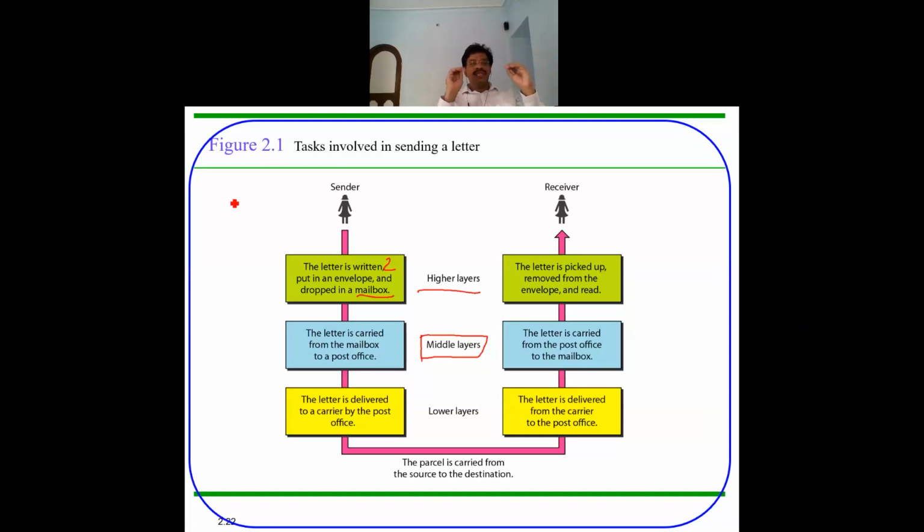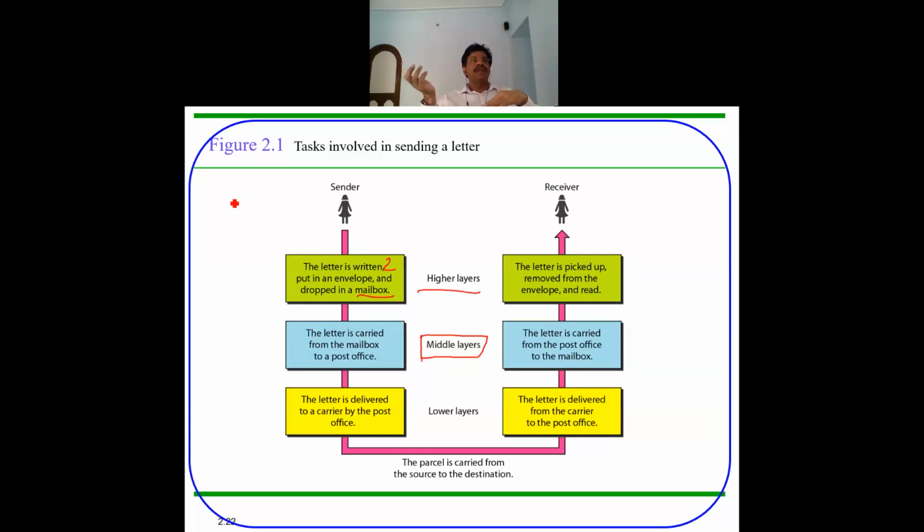And each layer is providing service to the adjacent layer. That is, the higher layer is providing services at the sender's end to the middle layer. The middle layer is providing services to the lower layer. Again, I am telling you that all the tasks performed by the layered architecture at various layers are independent tasks. But still, there is some correlation in providing some specified formatting or specifying the services to the adjacent layer.